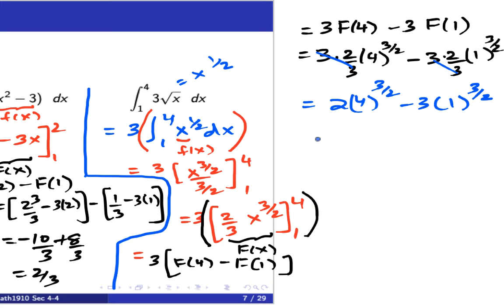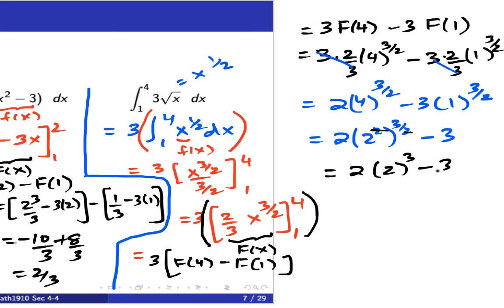So this one, you're going to see is the same as, with a little algebra here, 4 to the 3 halves is what? 2 squared to the 3 halves. And 1 to the power of anything is always 1. Now clearly notice this 2 and this 2 cancel out. The laws of exponents. You have 2 times 2 cubed minus 3. So what do you get here? Oh, sorry. There was the 3. The 3 was cancelled out. Yeah, I forgot that. Sorry, guys. There's no 3 here.